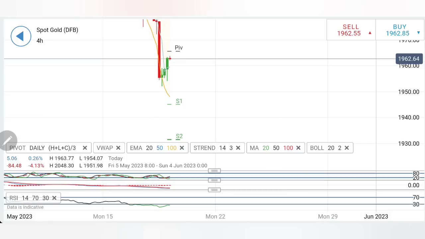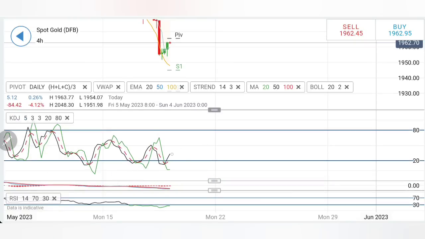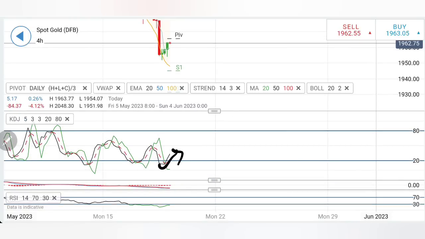Hence a selling entry at 1954 is confirmed for the day. But then you have to be watchful of the 1947-50 zone. That is the level it needs to break past in order to confirm the bearish trend. Stochastic is seen rising, looking upwards.